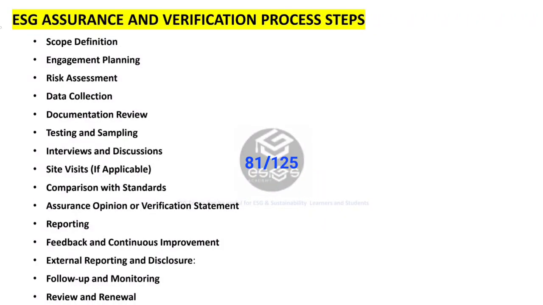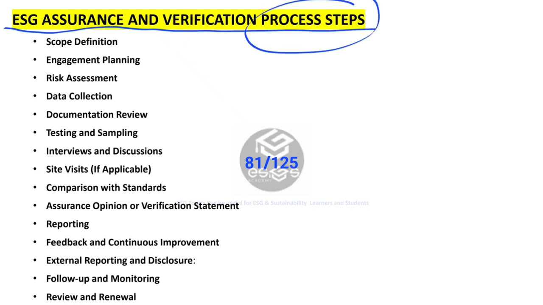So let us start our new topic called ESG assurance and verification process steps. Very important subject. The ESG assurance and verification process involves validating and providing assurance on an organization's ESG related disclosures, practices, and performance metrics. Here are certain typical steps involved in ESG assurance and verification.